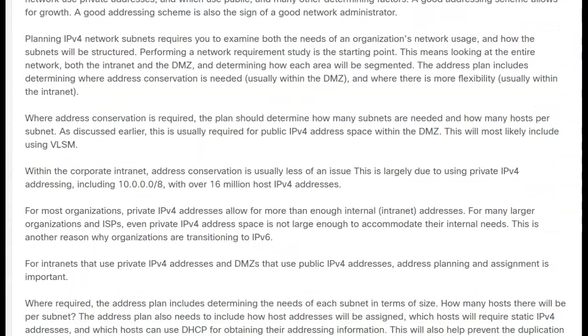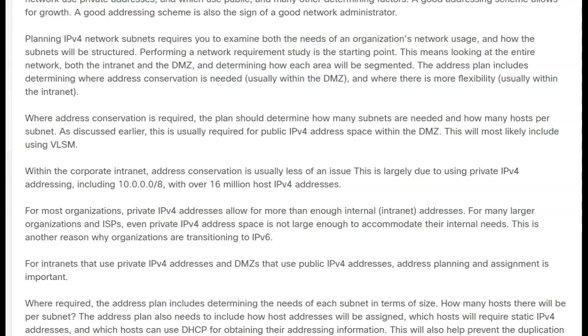So you want to look at your usage, you want to look at how the subnets will be structured, and once you do that, that'll give you a starting point to decide how you're going to subnet your systems. But it's looking at the entire network, both the intranet and the DMZ, and determining how each area is going to be segmented, with routers, whatever the case may be. So it's looking at the entire environment before you start sitting down and trying to do an IP address plan.